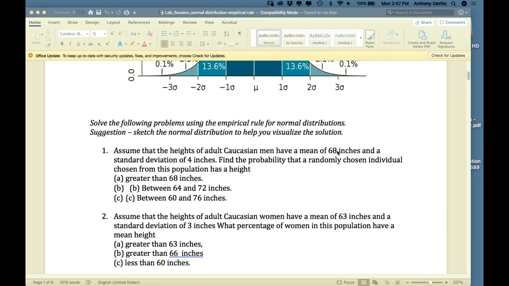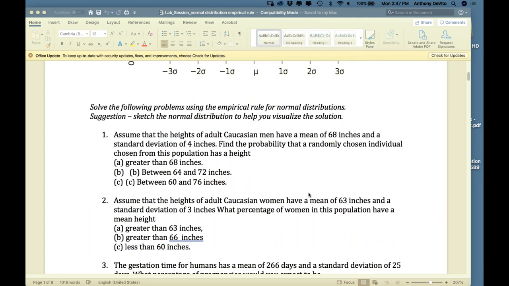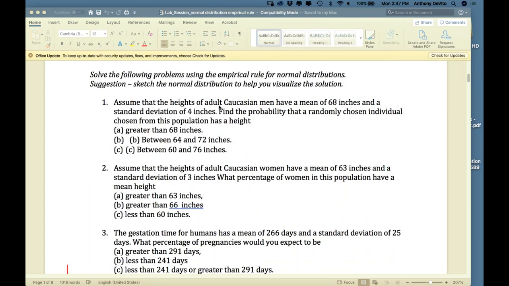Okay, so let's look at a few possible questions that we might ask you about that. Assume that the heights of adult Caucasian men have a mean of 68 inches and a standard deviation of 4 inches.